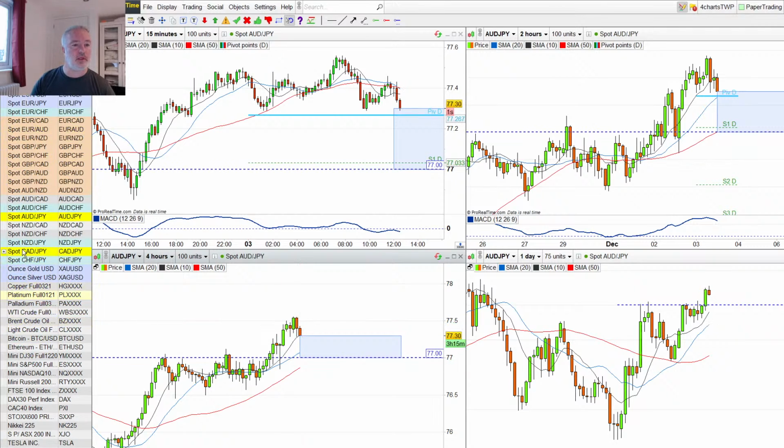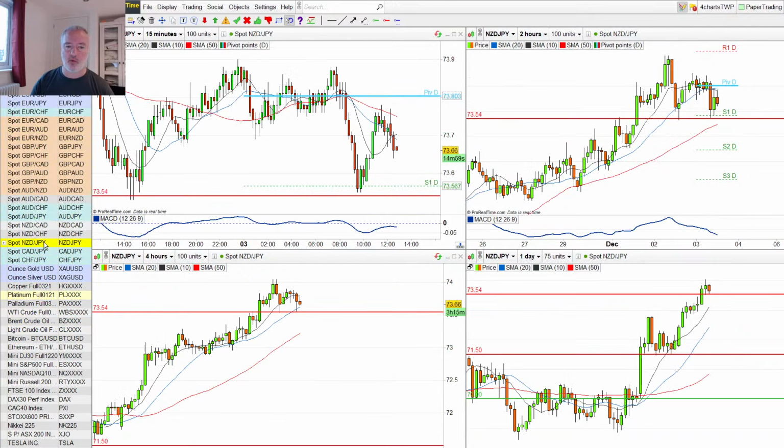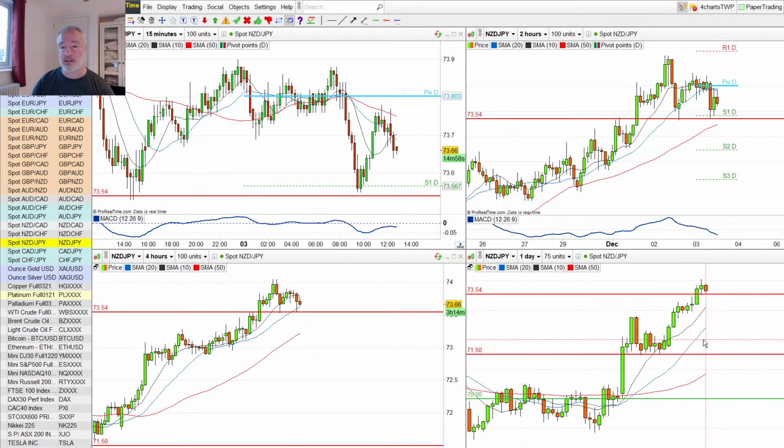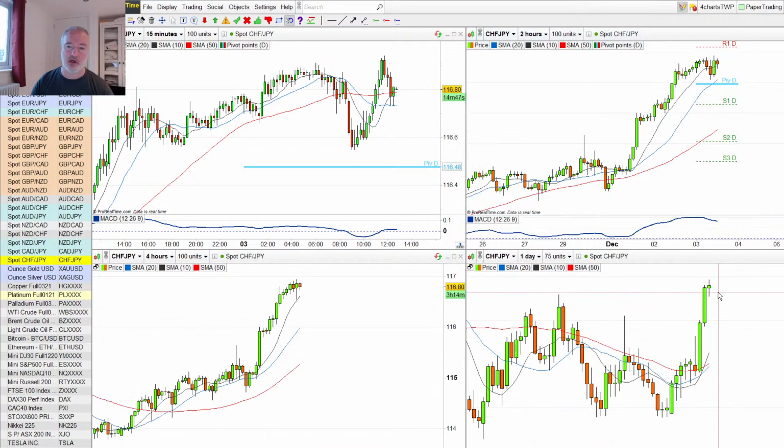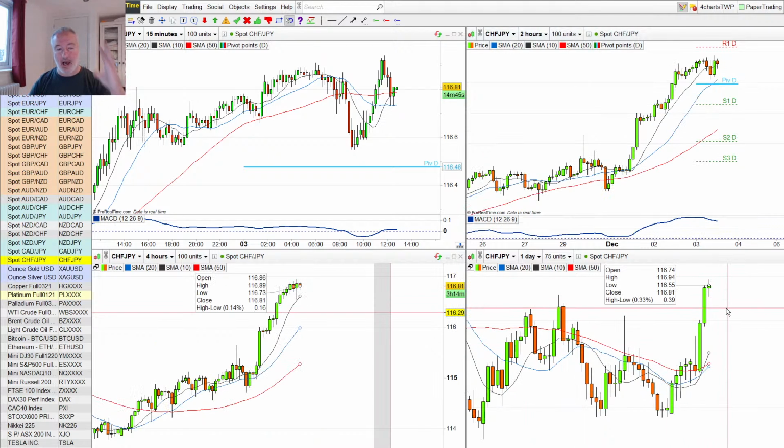So that's just the yen charts, to me looking like they might want to be taking a retracement on the daily. So that daily, Kiwi yen potentially coming back down, CAD yen also potentially retracing. I'm just looking at the daily here. And Swiss yen also pushing on a little bit higher.